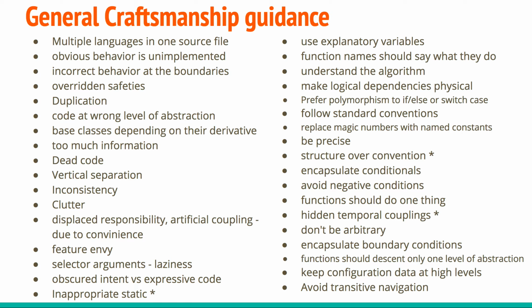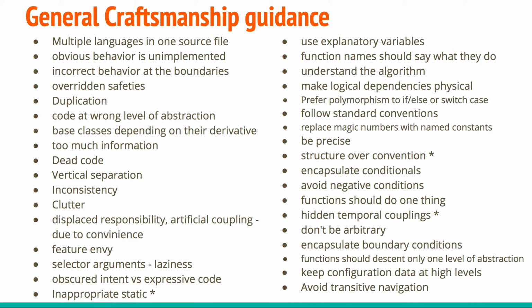So another piece is artificial coupling. Due to convenience, we place certain methods where they shouldn't be placed. So do not do that. Put functions and classes in the right place. Feature envy is when we have one method knowing too much information about the other object's methods and going too deep. So just one level deep. We covered in one of the previous chapters the Law of Demeter.